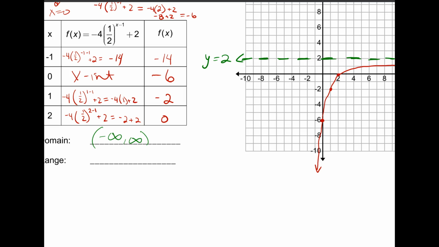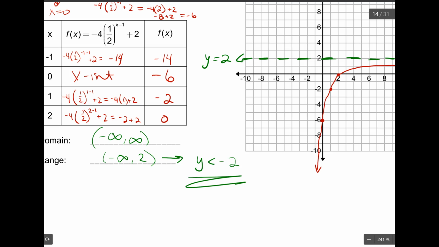We always go in chronological order, like numerical order from smallest to biggest. So I'm going from negative infinity to 2. Another way you could say this is y is less than 2. That would be okay as well. But it never actually hits 2. Exactly. That's why I don't have an or equal to, because it's never equal to 2. It's less than. It never touches 2. It's always less than.